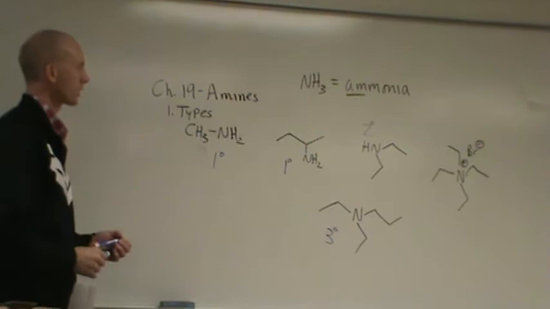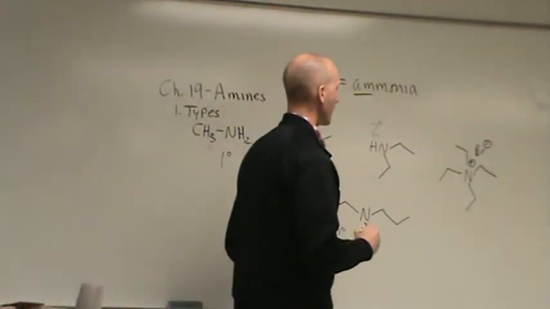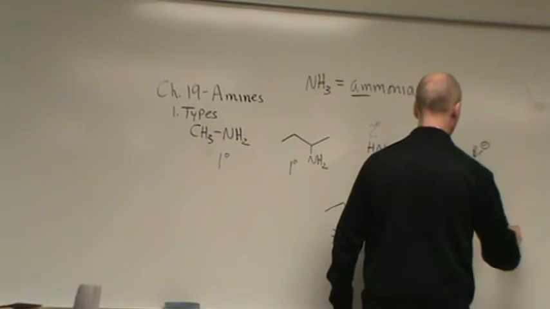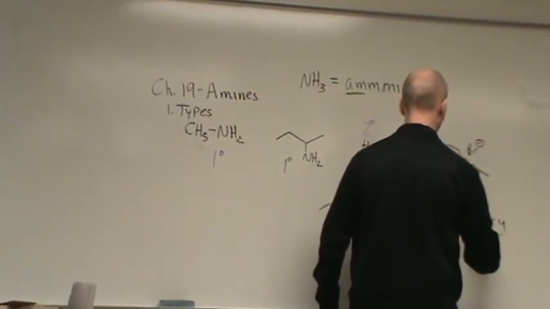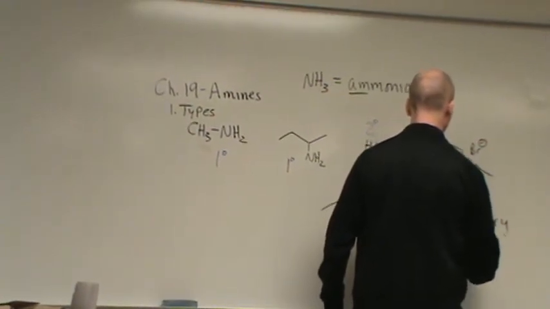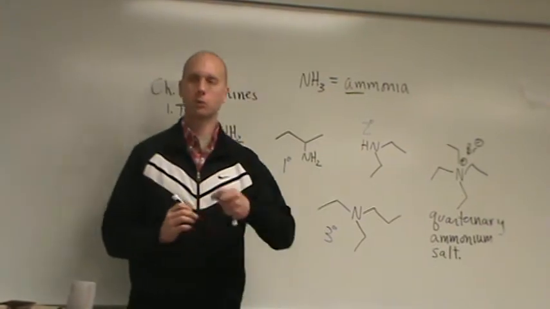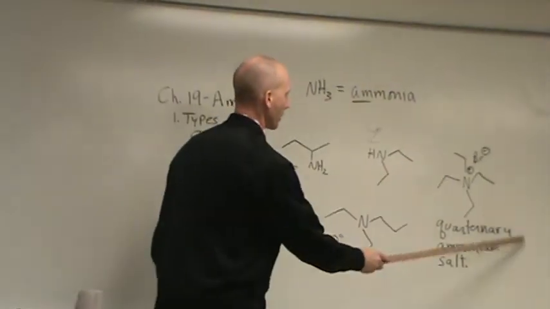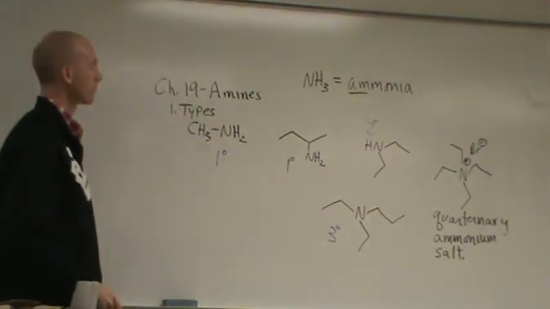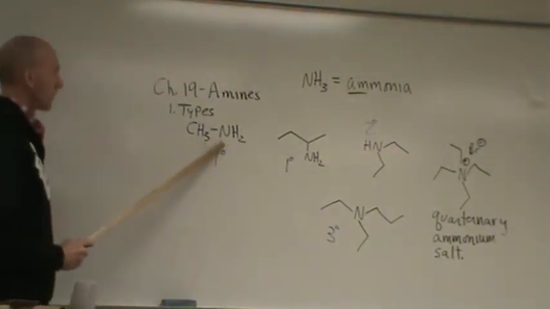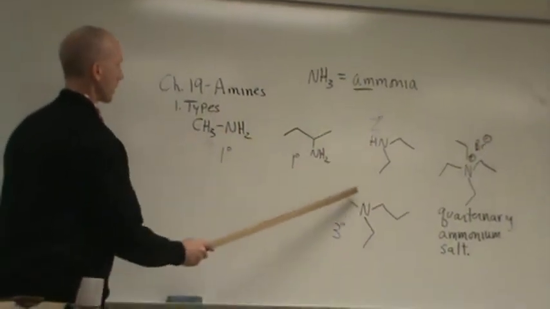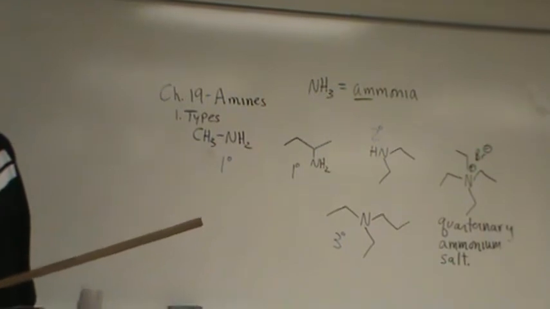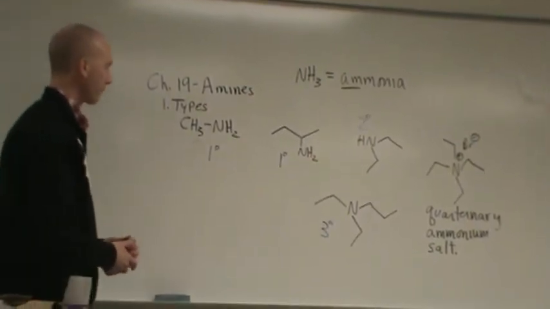Now this thing over here where we have a positive charge and the anion, this is what's called a quaternary ammonium salt. A quaternary ammonium salt. We'll talk about these more a little later, but these are the amines that we want to get used to here. So what we're going to do now is shift and learn how to name these things. Let's get more acquainted with them and naming them.